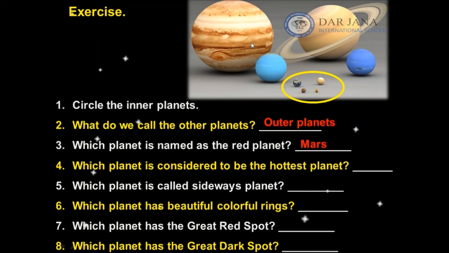Which planet is named as the red planet because it has red rocky soil? It is Mars. Which planet is considered to be the hottest planet? It is Venus, simply because it has the thick clouds. Remember this. It's planet number 2 and it's the hottest one.